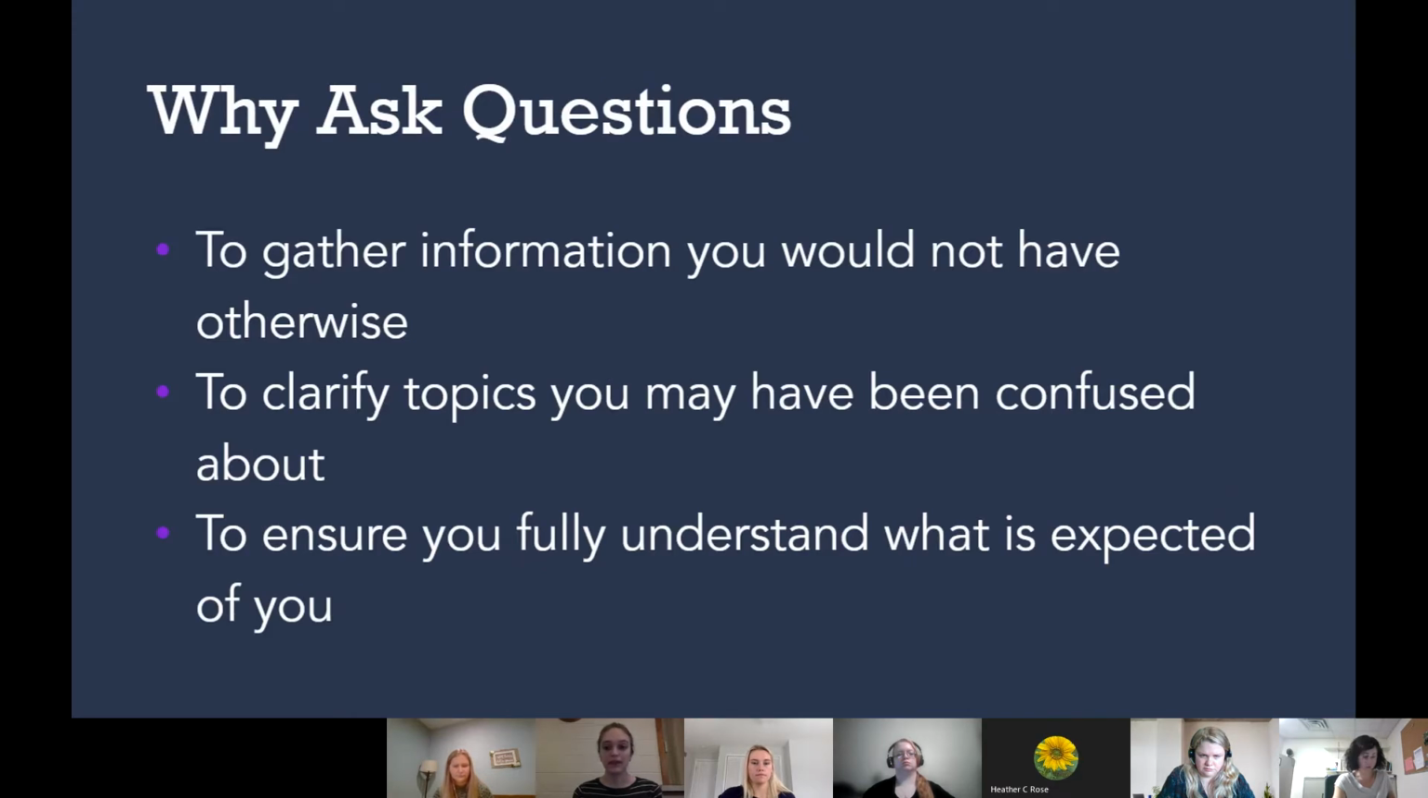Why should you ask questions? Well, asking questions is the only way to make sure you get all the information you need. If you don't ask, you might not get the necessary information. It also helps to clarify topics you may have been confused about. Finally, it helps to ensure you fully understand what is expected of you. If you know everything that the professor is expecting of you, you can make a plan to get it done.